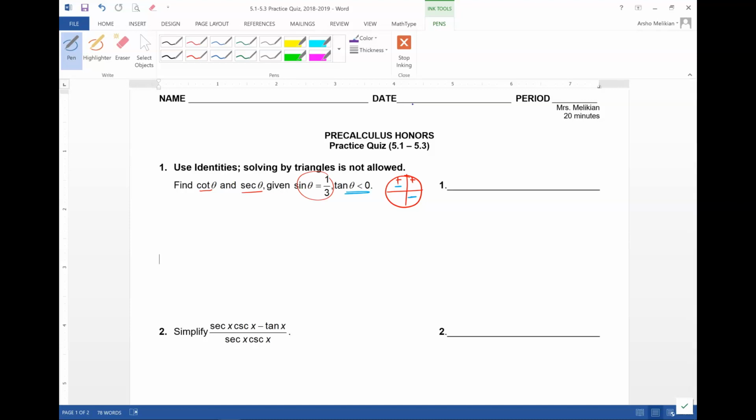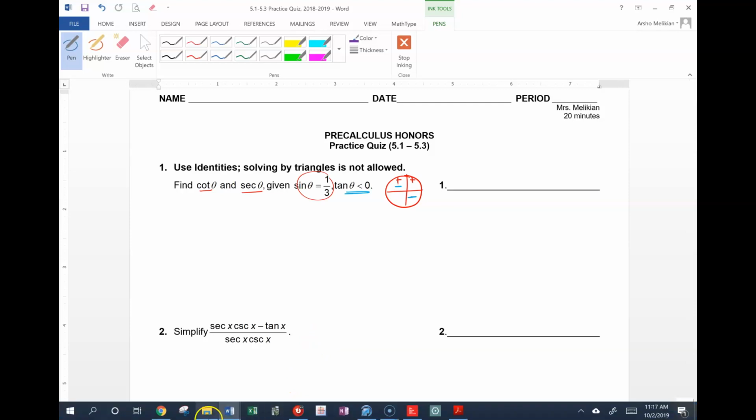Okay, now, I have sine. I need to find cotangent and secant. If only there was an identity that related sine to either cotangent or secant. I know one on the spot.